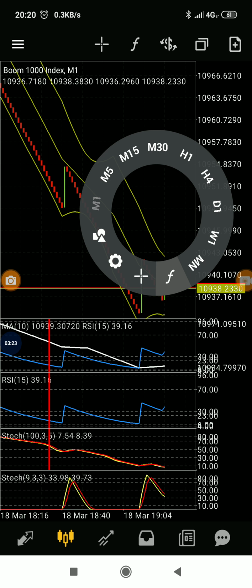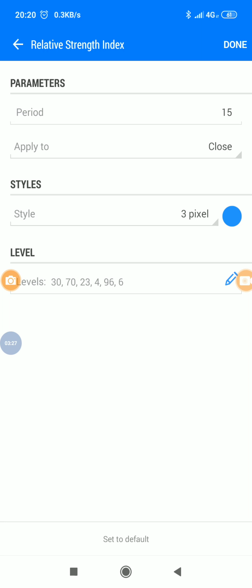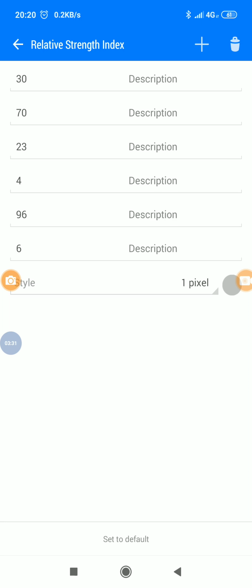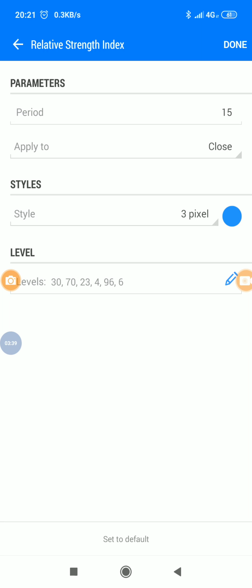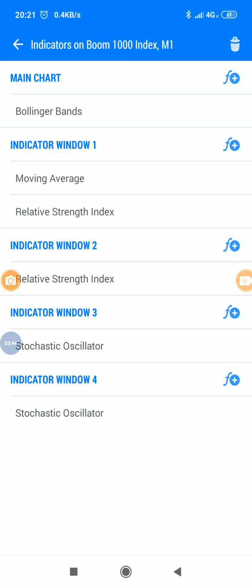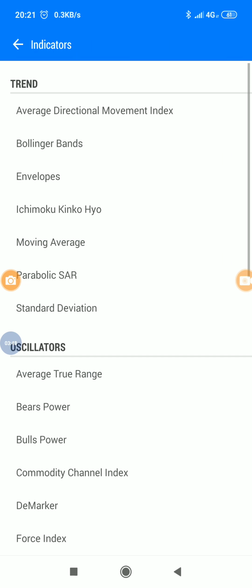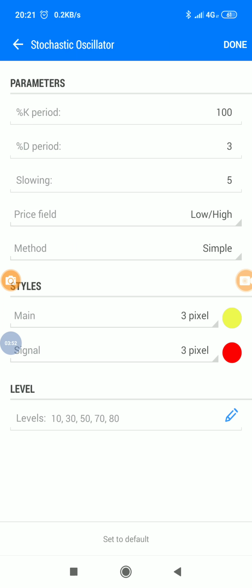Why? Well, we'll be adding RSI. You should add your RSI before the moving average. This is RSI, and this is the most important parameter. In the third window, we're adding our RSI again, with 15 as the parameter. In the third window, we're adding our stochastic. You can see 135.